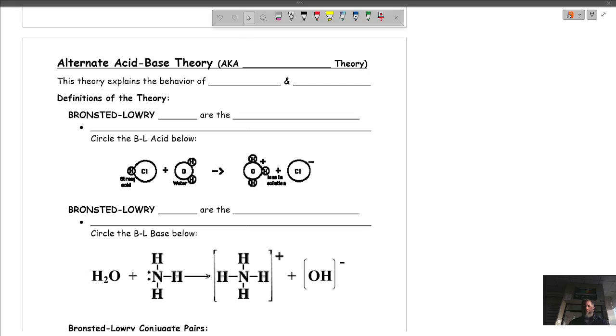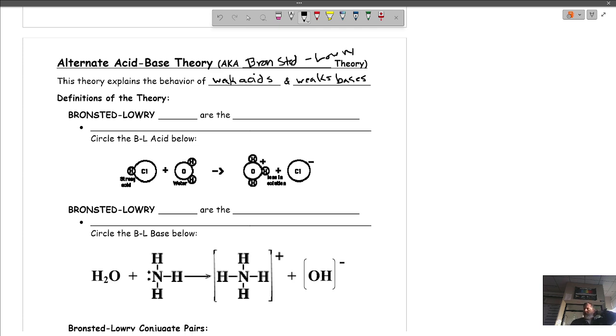The alternate acid base theory. So like I said, this is called the Bronsted Lowry, named after the two scientists who made it. All right, not bad. Bronsted Lowry theory. This theory explains the behavior of weak acids and bases. So we talked a lot about strong acids and bases, and now we're going to learn a little bit about weak acids and bases. Weak acids and weak bases. Those are the ones that don't disassociate 100%. That's what makes them a little different than strong acids and bases.